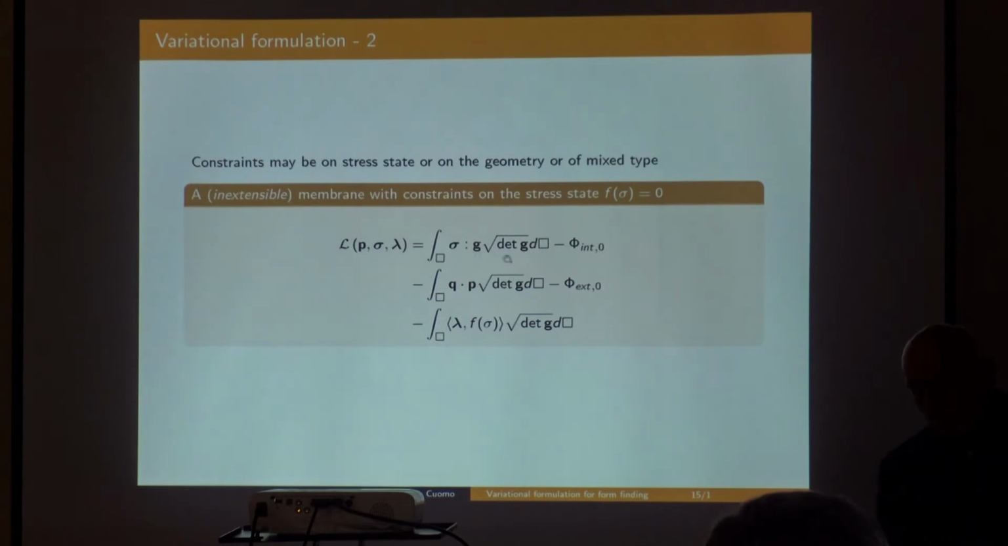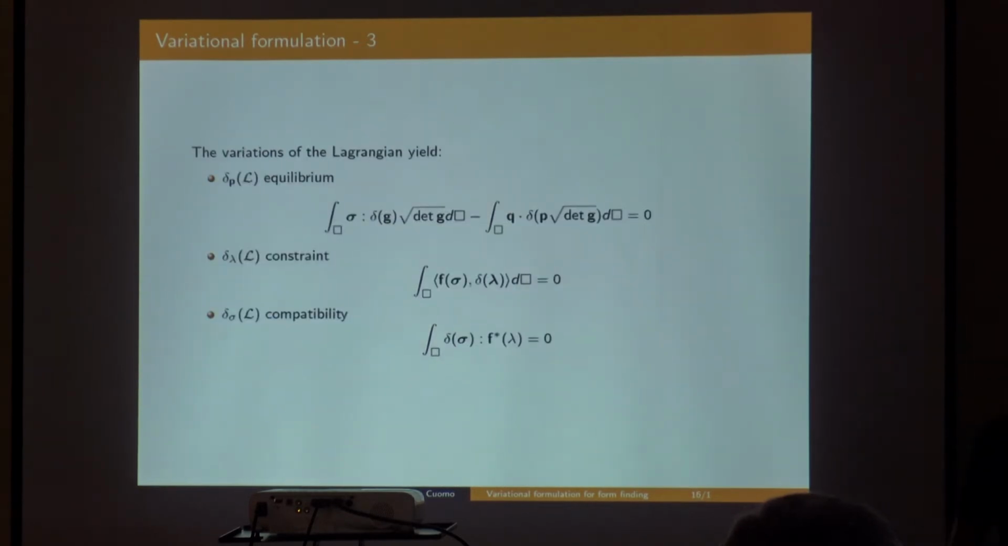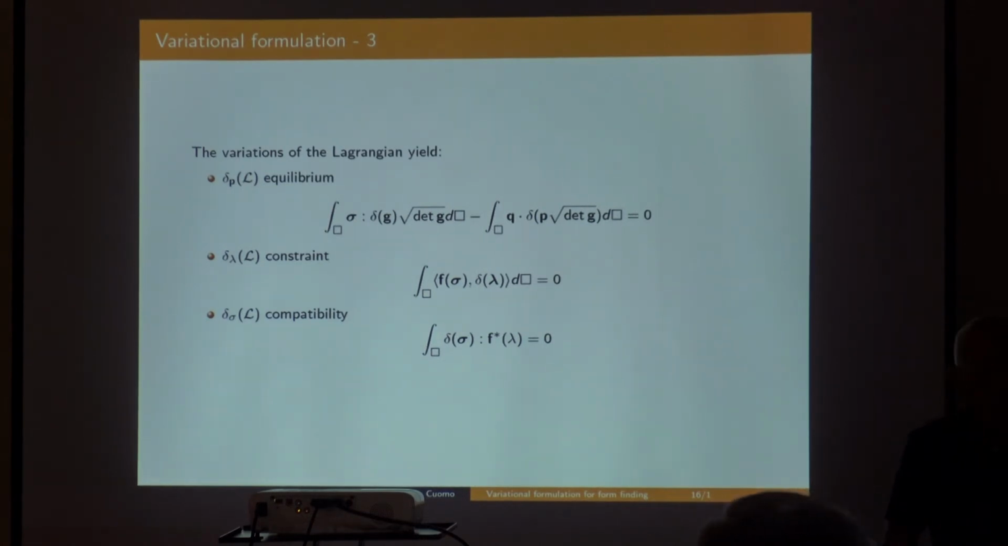The Lagrangian then becomes the sum of the internal energy, the external energy, then we enforce the constraint with some Lagrangian multipliers called lambda. And this is the duality product. It depends on what is the constraint. If we make the variation with the Lagrangian, the variation with respect to the position gives the equilibrium equation, the weak form equilibrium equation. The variation with respect to the Lagrangian multiplier, of course, enforces the constraint, and the variation on the stresses, because this is a three-field functional, gives a condition that identifies what is the Lagrangian multiplier.